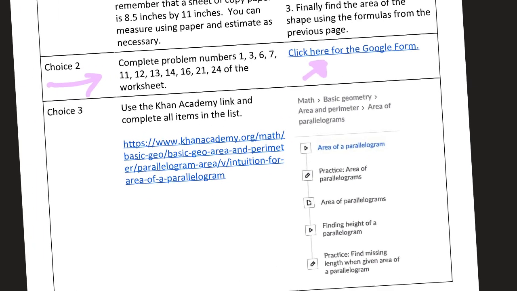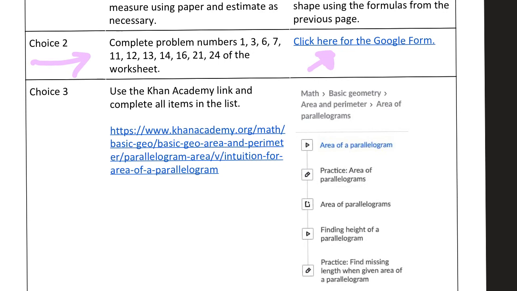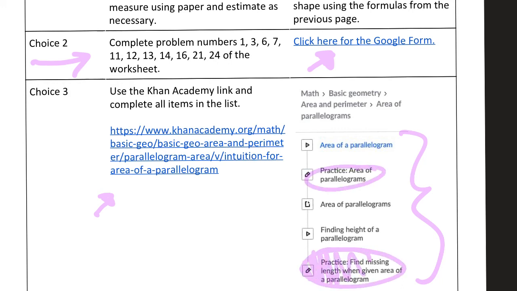And then your third choice is you're going to use this Khan Academy link. So you're going to click the link. Okay, and here's what it'll look like on the side. And you're going to do all the items in the list. So make sure you do the 2 practices. When you've done each practice, make sure you screenshot your progress and upload those.